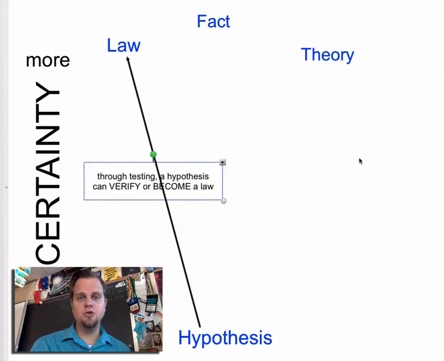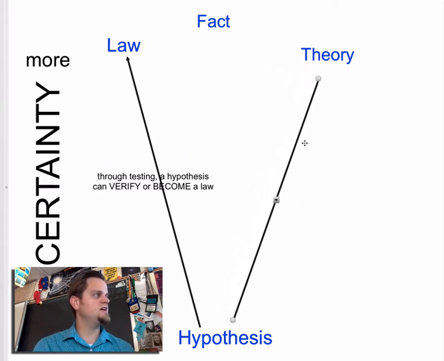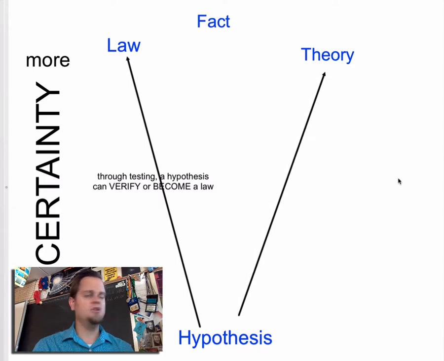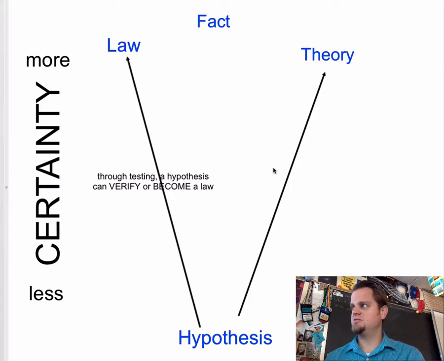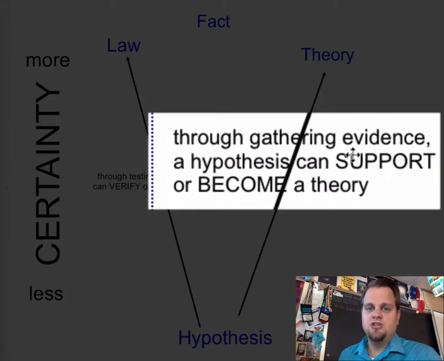Sometimes, though, the testing you're doing is not direct. Maybe it's more observations and you're collecting a bunch of ideas. Maybe you are testing them, though. But what you can do is sometimes that hypothesis could eventually become a theory. How? It's through gathering evidence. Okay? And when you gather evidence, you can actually support, or maybe your idea, your hypothesis actually becomes a theory.